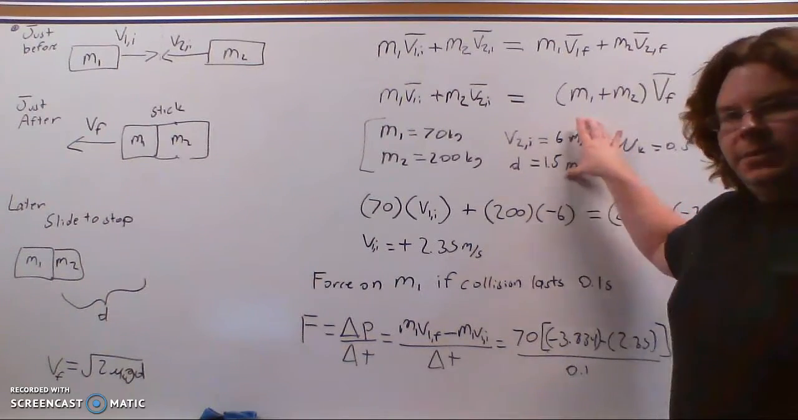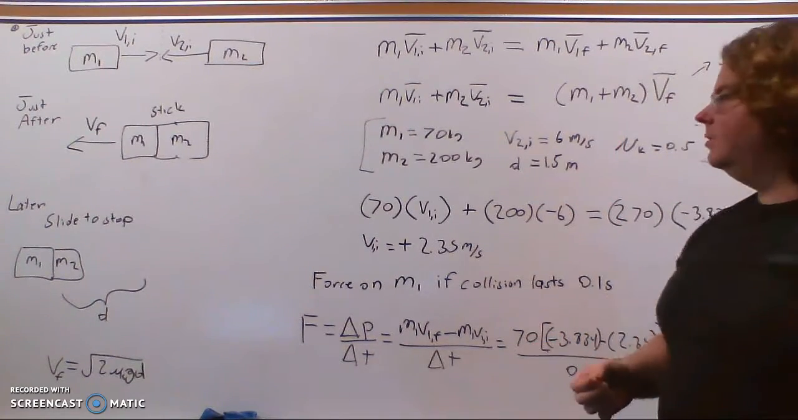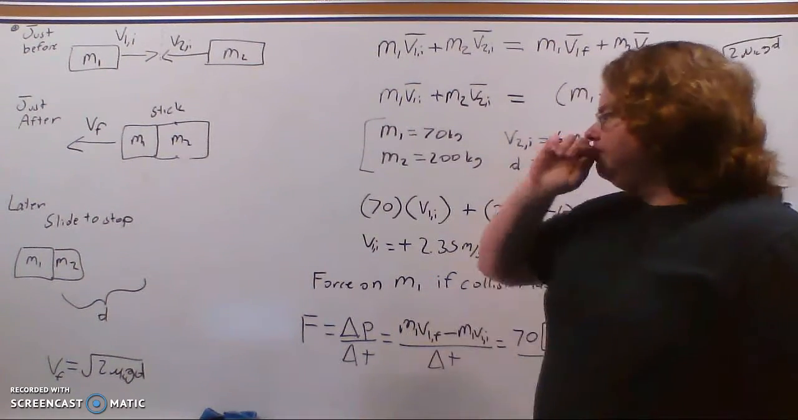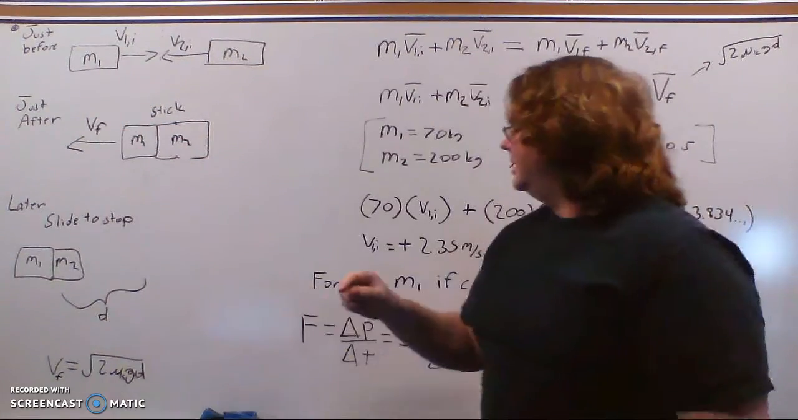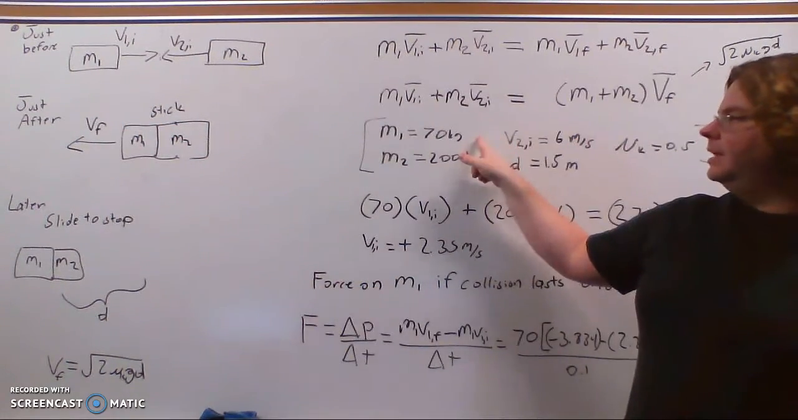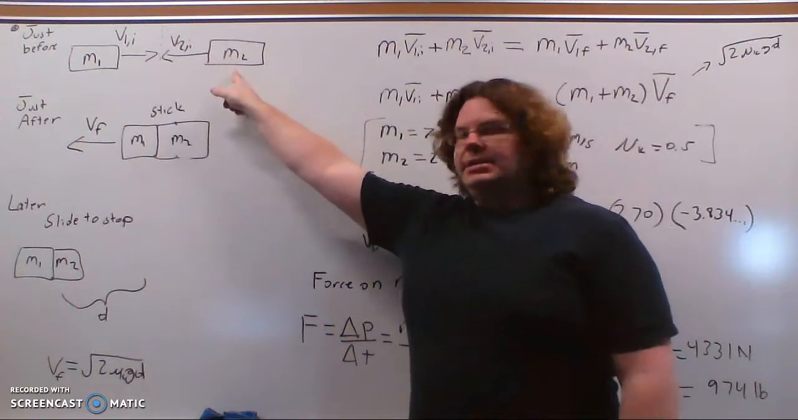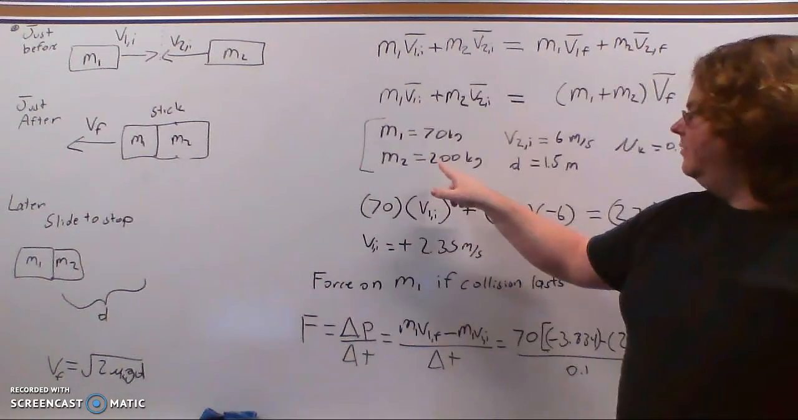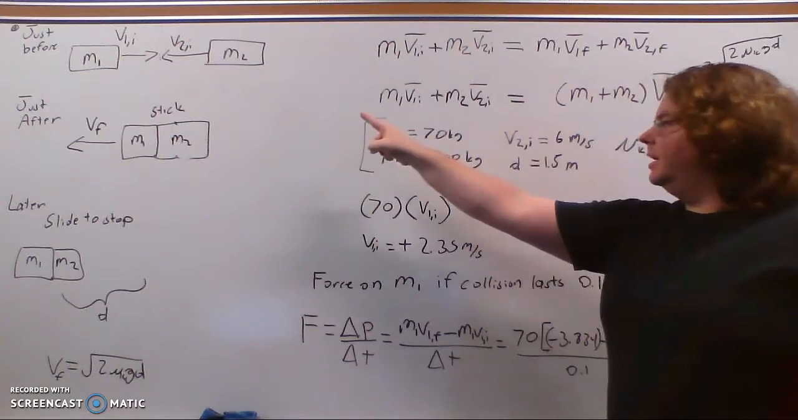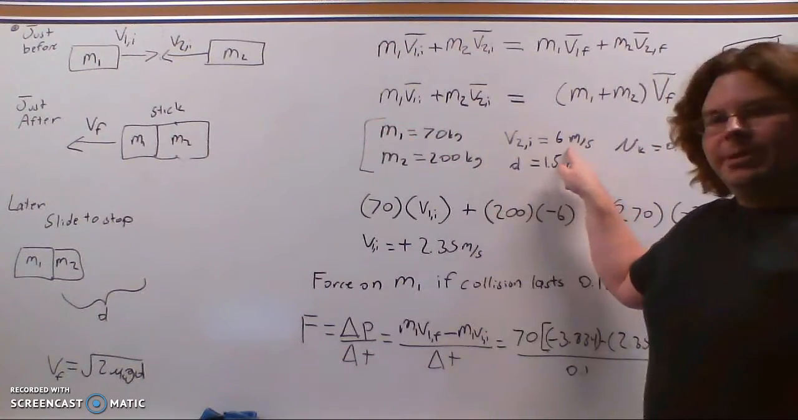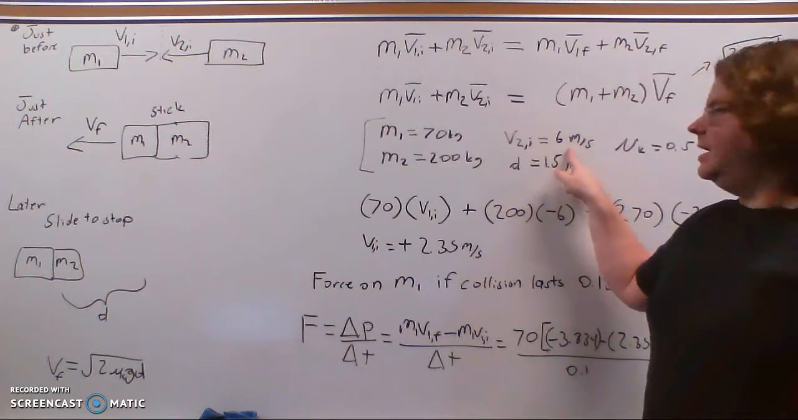Then, in order to have some numbers to work with, we note that this mass here is going to represent some guy who's 70 kilograms. This here is a much larger person, a hefty 200 kilograms. We're going to say that the 200 kilogram person is running at a brisk 6 meters per second to tackle the other person.